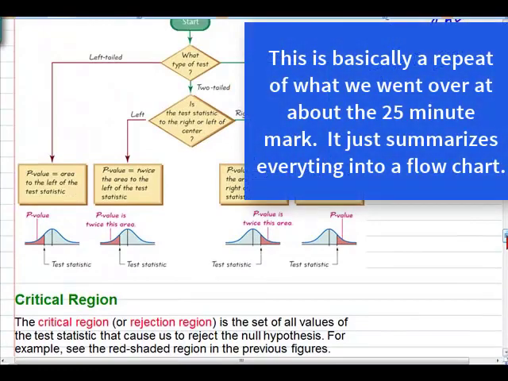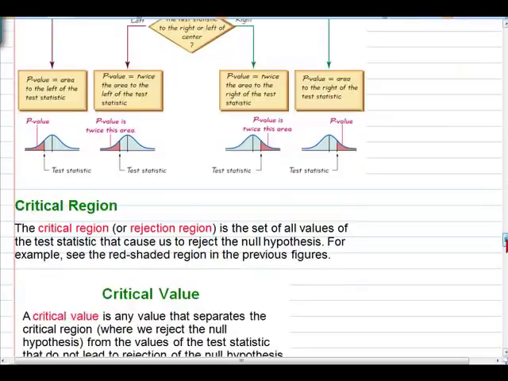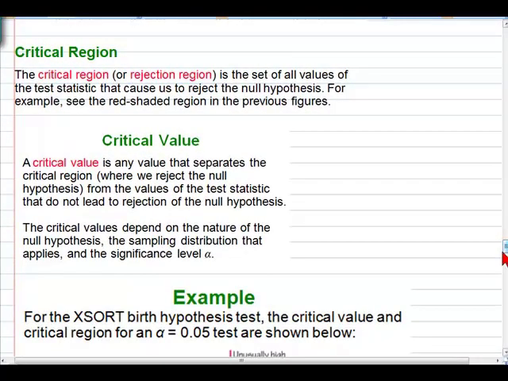Here's a flowchart you can use to go through how to find your p-values, but I think I've explained it significantly. If not, shoot me an email. The critical region or the rejection region, and you've heard me refer to this region both ways, is the set of all values for the test statistic that cause us to reject the null hypothesis. Basically, it's that red zone, and I will consistently use red for that region because red means danger.